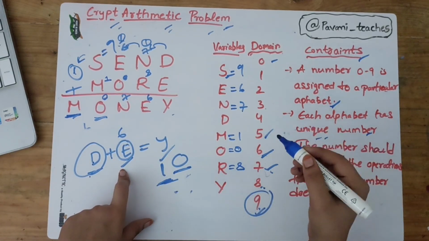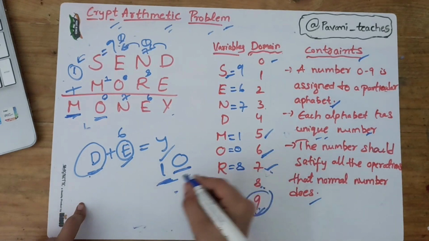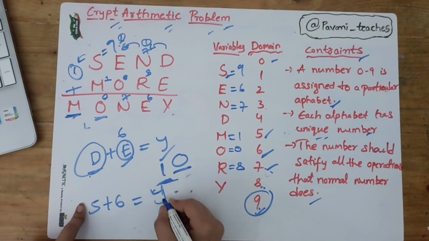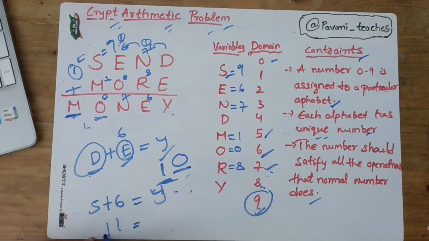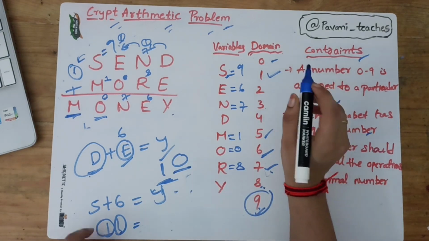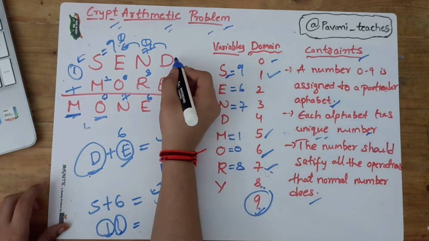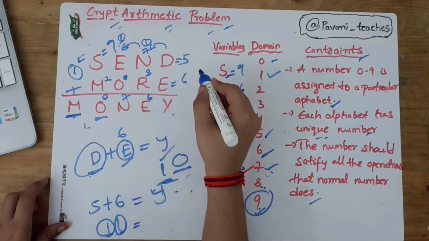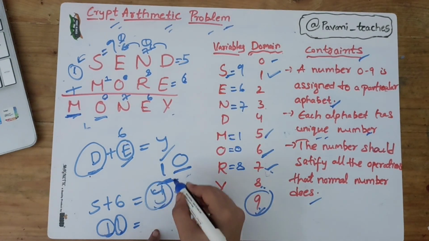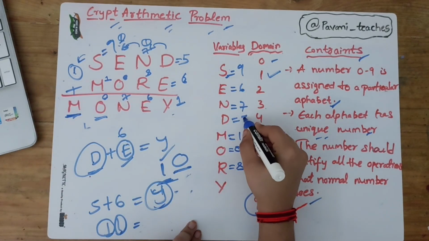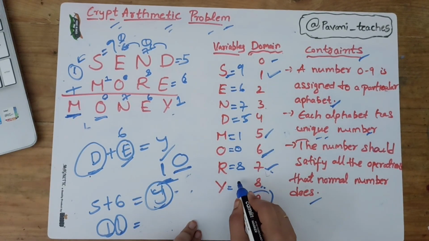We'll take 5. That means the value of D is 5. 5 plus 6 equal to Y, that means 11. Yes, we are getting a carry of 1 and also the value 1 is free. Yes, it is free. So now we can take the value of D as 5 and, as before, the value of E is 6, and the Y value will become 1. Now we got all the numbers: D is 5 and Y is 1.